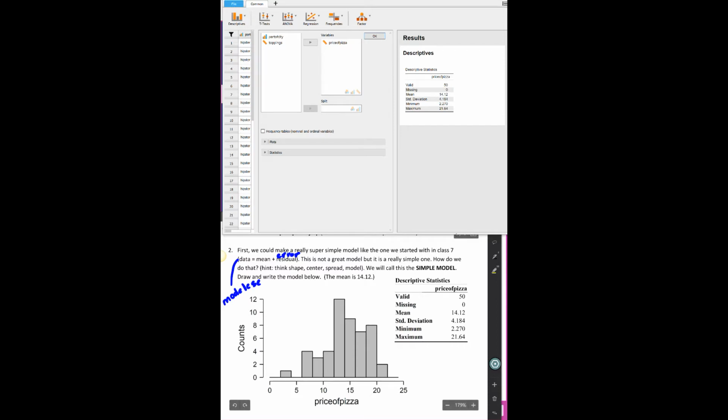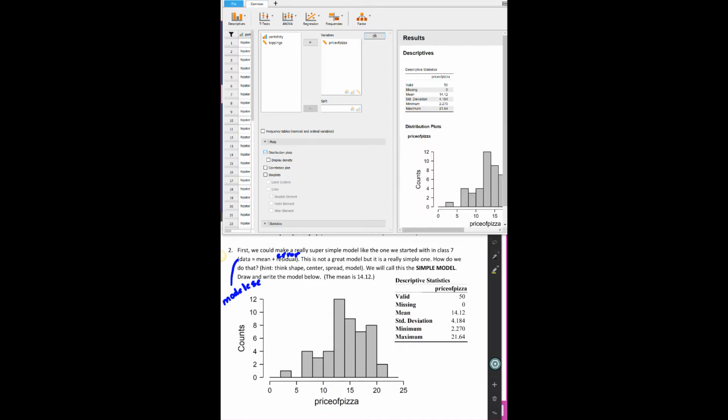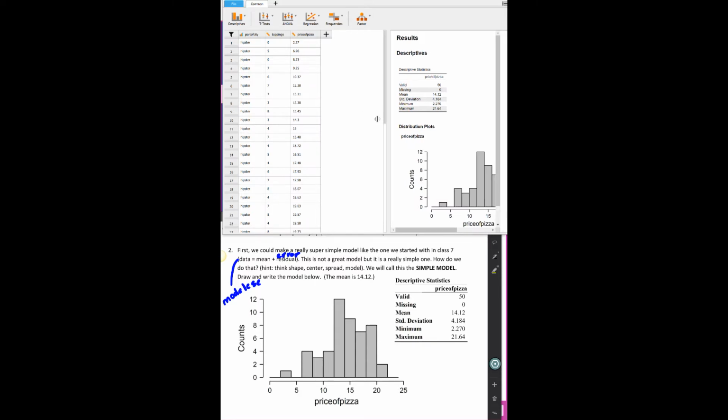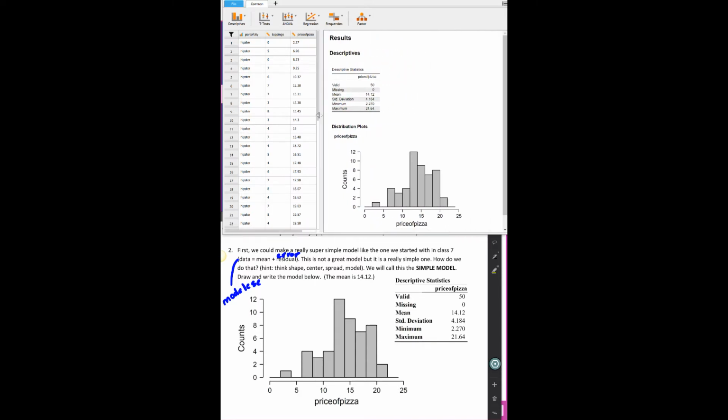Now, to get the plot or graph, we have to click on the little arrow next to Plots to expand the menu, then select Distribution plots. Then I'm going to click OK so that we can see this a little better here. And we can see that this is where our graph and table came from. So let's go back to creating our simple model.